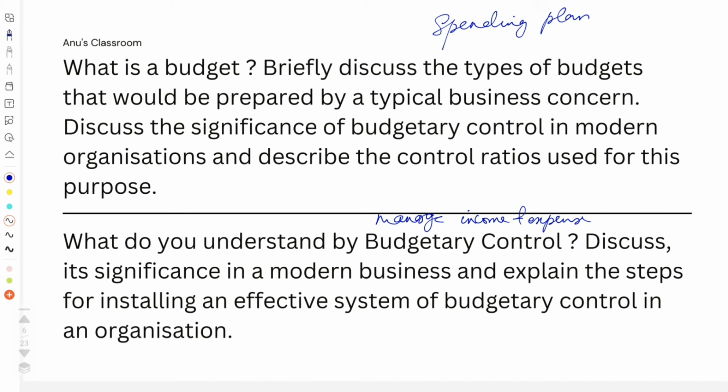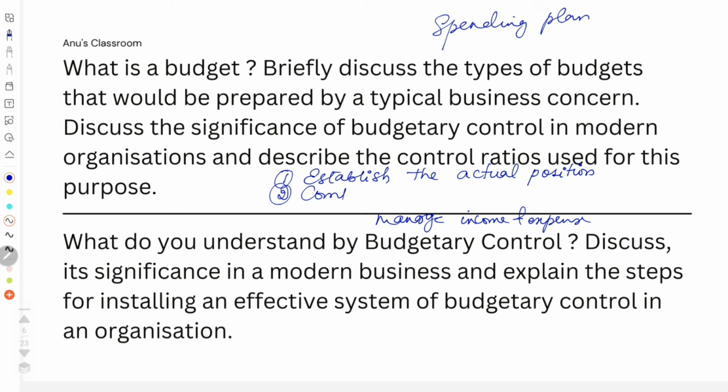So this process of controlling budgets, you can break it down into 5 steps. Many steps are possible, but at least these 5 steps you can break it down. Okay, so the first step is to establish the actual position. Okay, where do we actually stand financially? Then what we do is we compare the actual position with the budget.